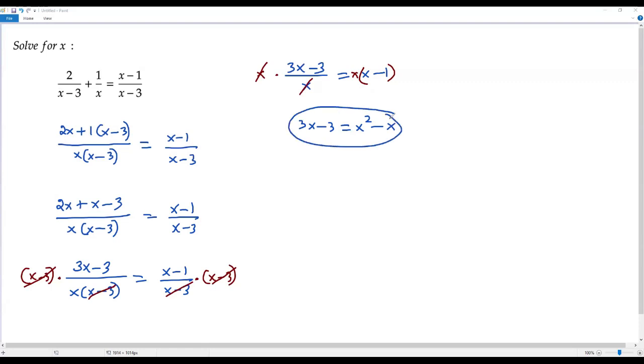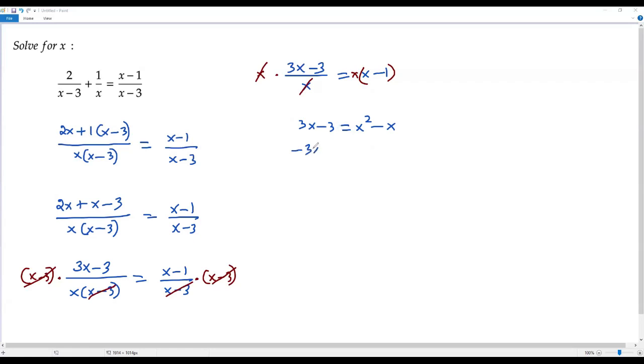Okay, now we have a quadratic equation in the variable x. To solve this quadratic equation, I have to get it in standard form. Standard form means we have to get everything on one side of the equation and the other side we must have 0. Now let's try to make the left side 0. For that we have to get rid of this positive 3x and negative 3.